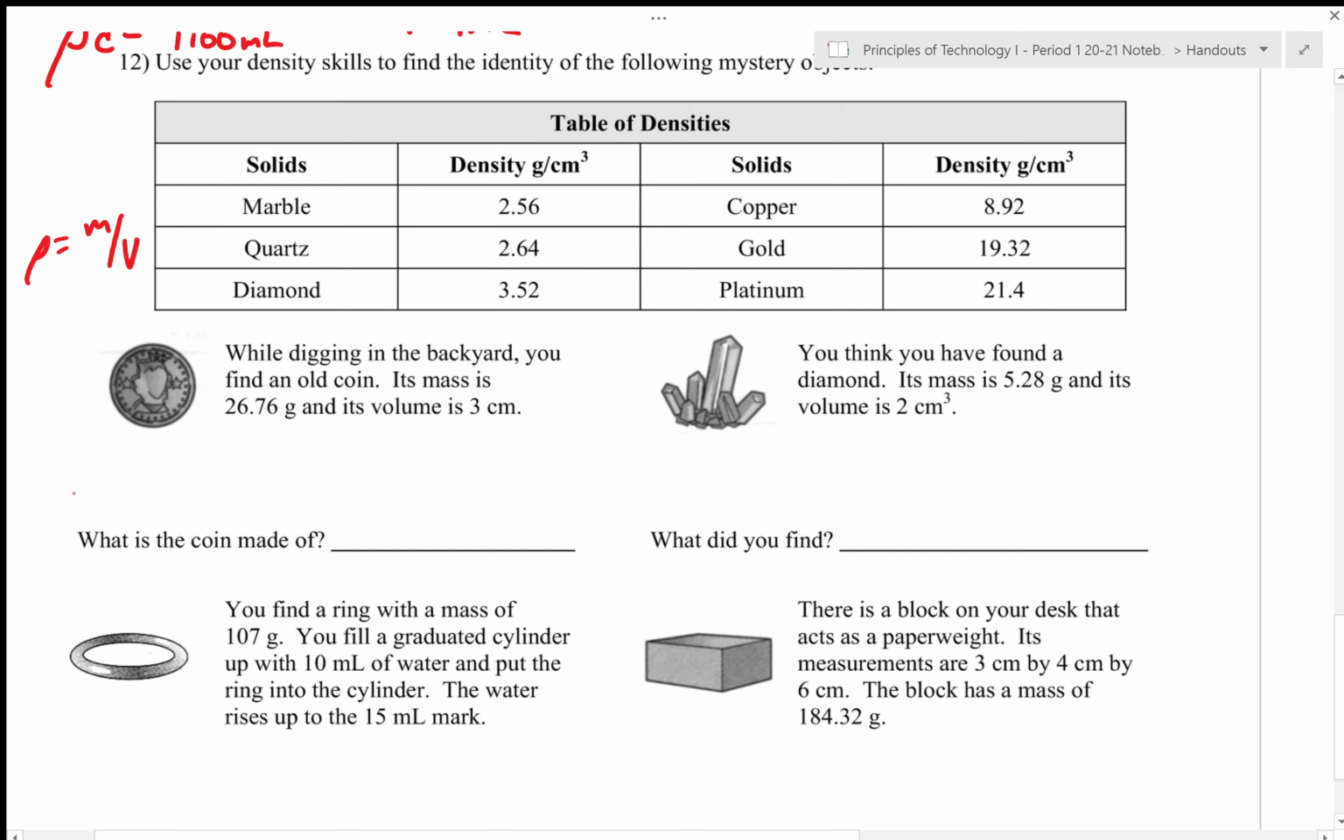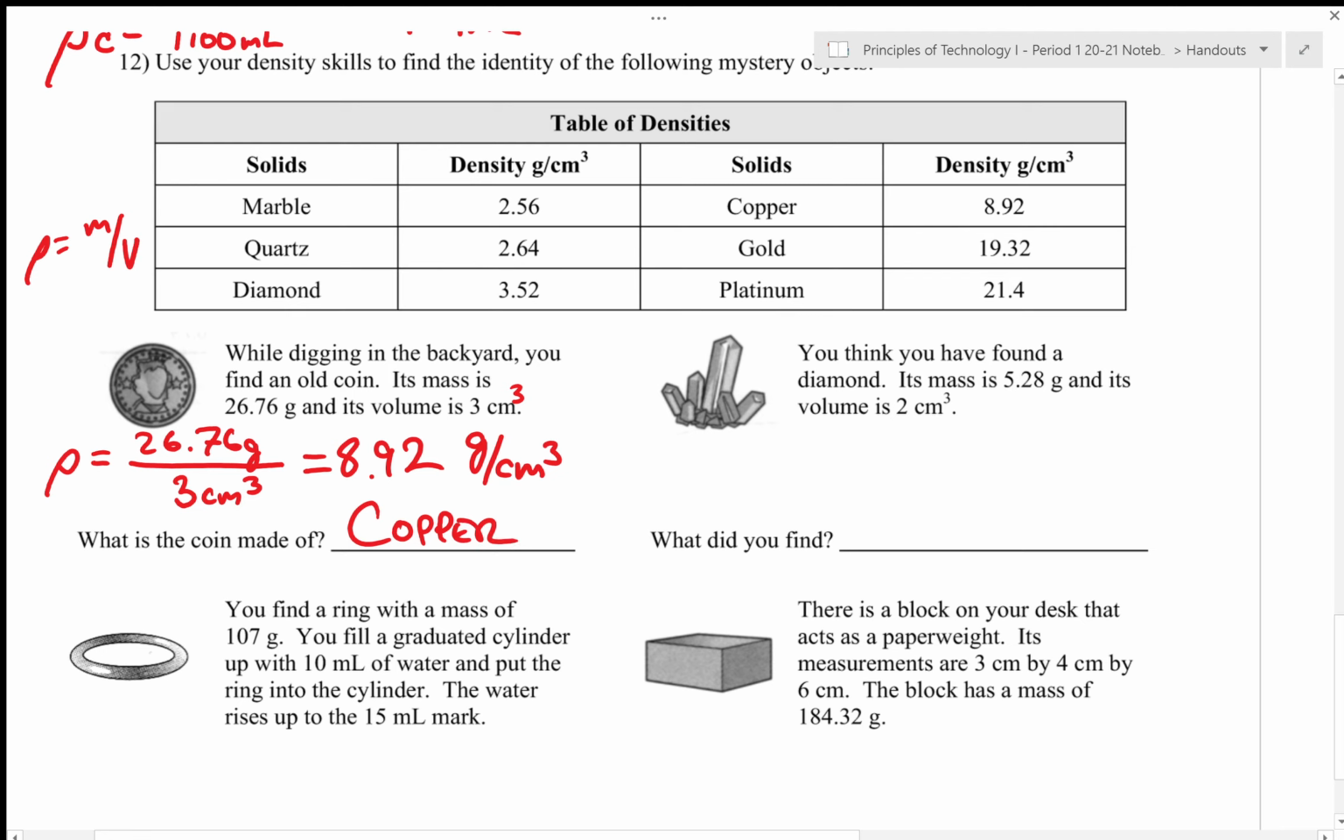So for the first two, our density is going to be the mass of the coin, 26.76 grams, divided by its volume of 3, this should be cubic centimeters. So our density is going to be in grams per cubic centimeter. 26.76 divided by 3 is going to give you 8.92 grams per cubic centimeter, which, according to the chart, is the density of copper.